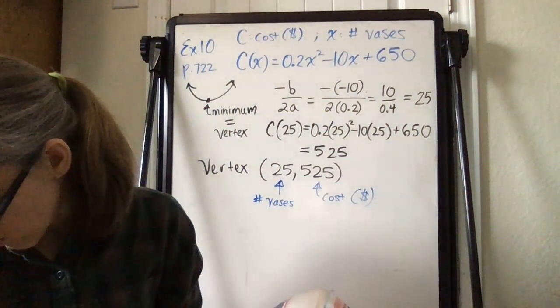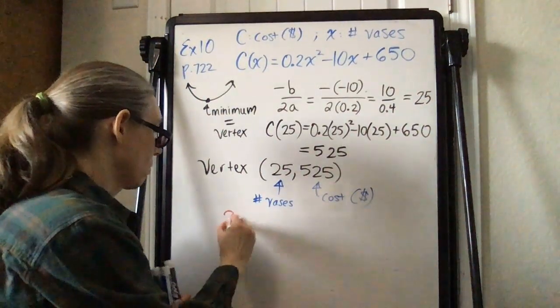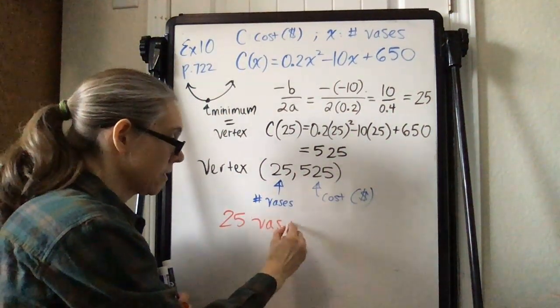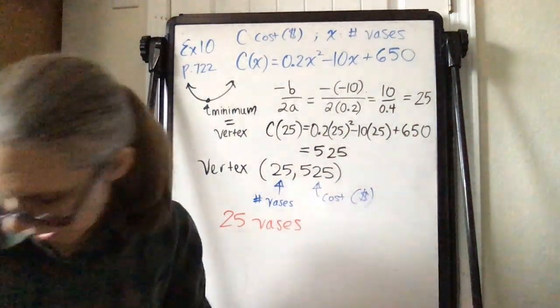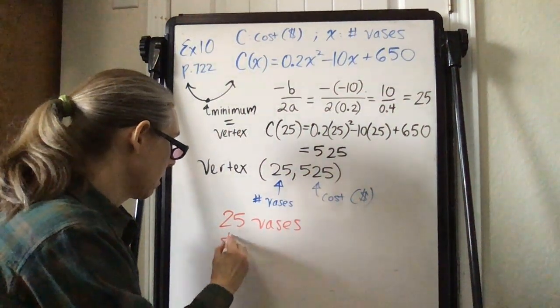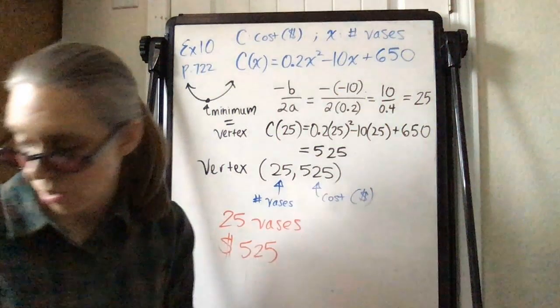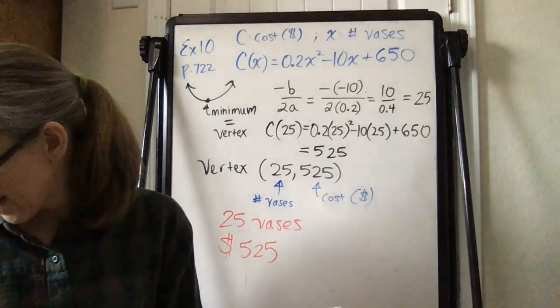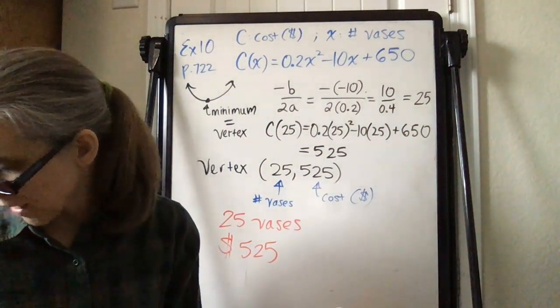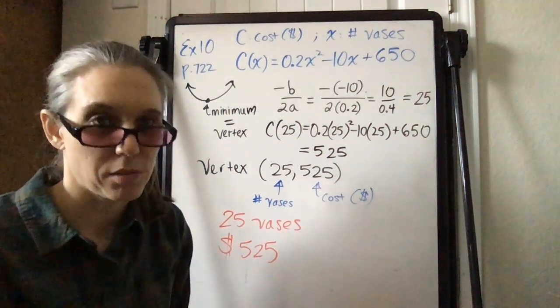How many vases should be produced to minimize the per day cost? 25 vases should be produced. And then what will the cost be? The cost will be $525. Okay? So when you do self-check 10, it's the exact same type of problem, just different numbers. So follow these same steps.